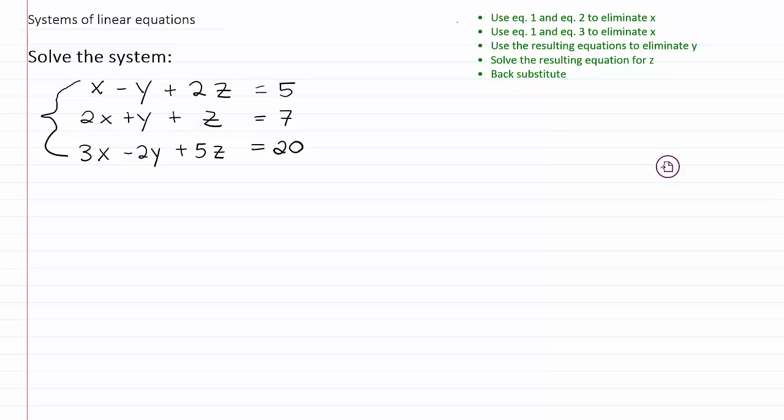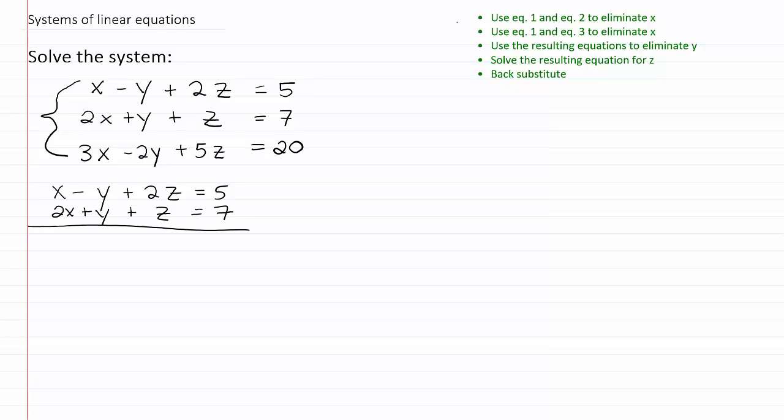Solve the system. All right, so let's start this problem by trying to use the steps listed here above. We're going to take equation 1 and equation 2 and write them down. And we'll think about how we could eliminate x by multiplying either the first equation or the second equation by a constant and then adding the equations.